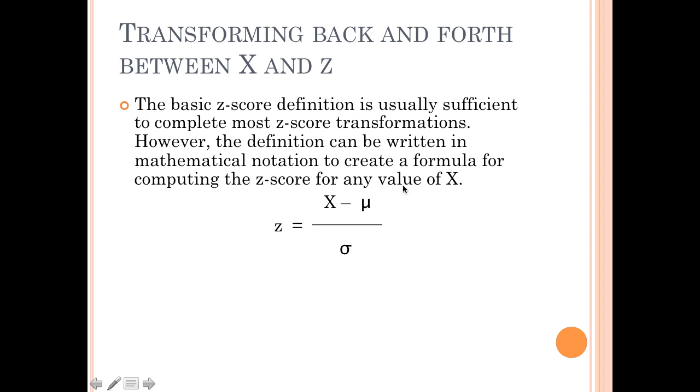So the basic z-score definition is usually sufficient to complete most z-score transformations. However, the definition can be written in mathematical notation to create a formula for computing the z-score for any value of x. This is a generic formula.